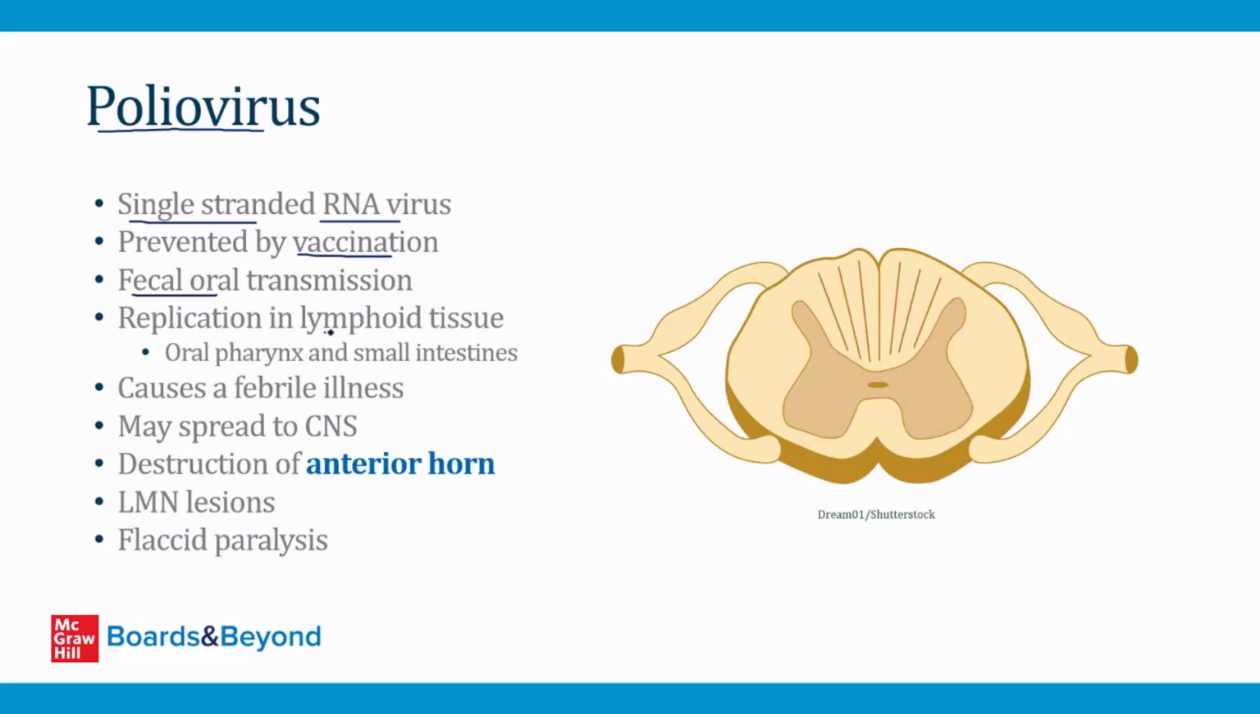Once this happens, it replicates in lymphoid tissue, usually in the oropharynx and small intestine, and this will cause a febrile illness. And sometimes this is all polio infection causes, but in a subset of people, polio can spread to the central nervous system, including the spinal cord. What it does in the spinal cord is it infects and destroys anterior horn cells. Those are the cells that supply axons that innervate our muscles. So when they're damaged by poliovirus, this leads to lower motor neuron type lesions, meaning a flaccid paralysis.